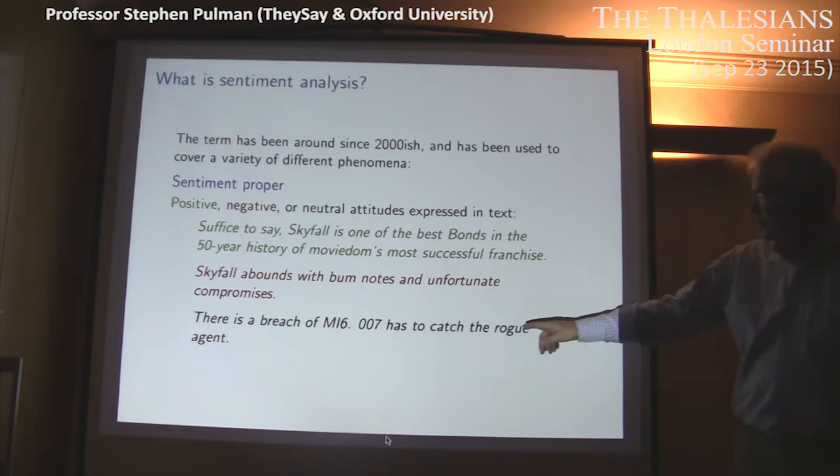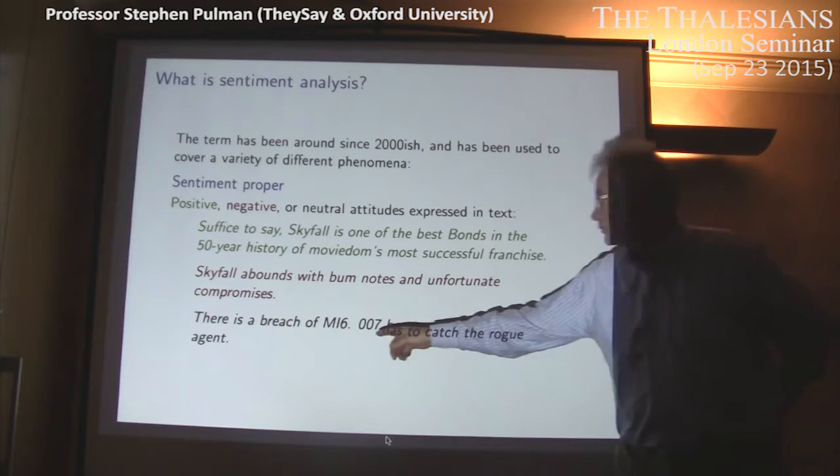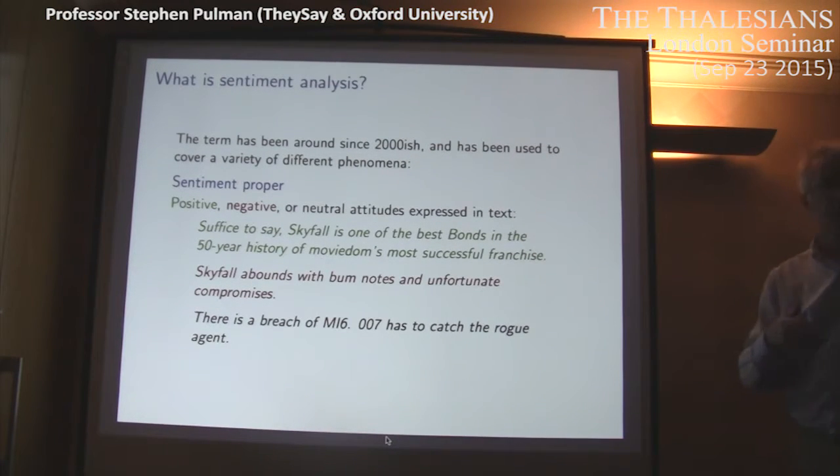But you'll notice that it has a couple of words in it which in isolation have a kind of negative connotation, so breach and rogue, and my guess is that many systems would wrongly classify that as negative. So that shows you that even a simple three-way classification is not trivial. Actually, even detecting that something expresses an opinion is quite tricky.